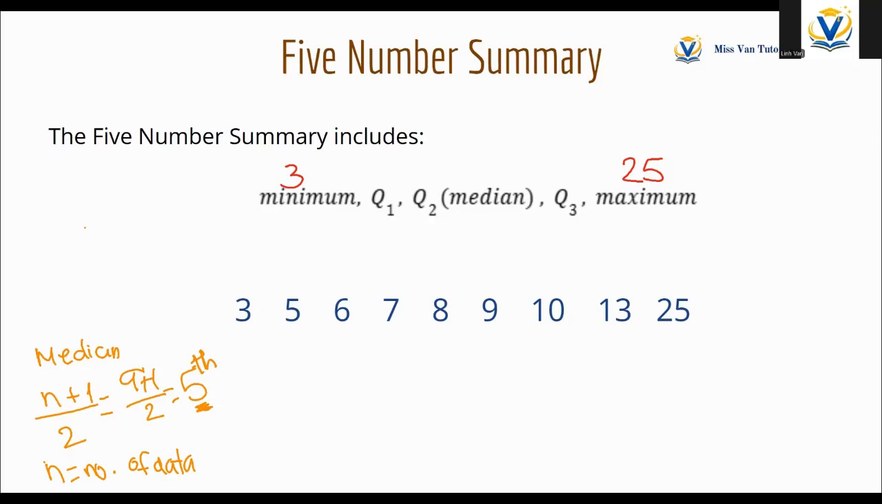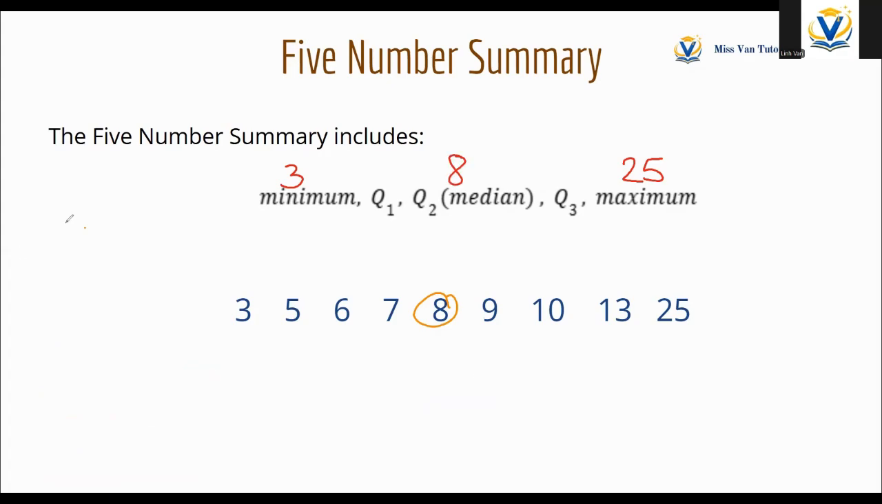This is why it's really important for you to arrange your data from low to high at the very start. Then you count which number is in the 5th position. So you're going to count 1, 2, 3, 4, 5. My number 8 here is in the 5th position. Therefore, this number 8 is my Q2, or what's so called the median. Once I've found my median, I would then go to find my Q1 and Q3.